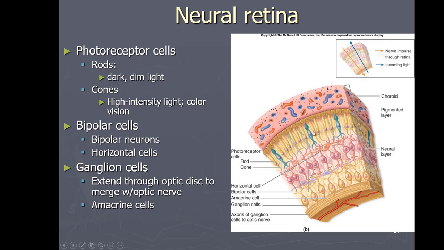So the big things are, you have the photoreceptors, rods and cones. That transmits the impulse to the bipolar neurons, which transmits the impulse to the ganglion cells, which form the optic nerve. One other thing about the rods and cones, the cones are important in color vision and high intensity or bright light, and the rods are basically everything else. So if you were colorblind, the issue is with the cones, not the rods. So rods, more dim light, black and white vision; cones, color vision, bright light.